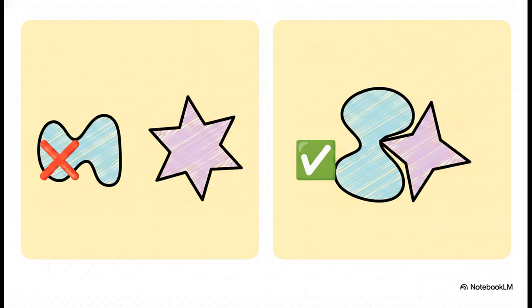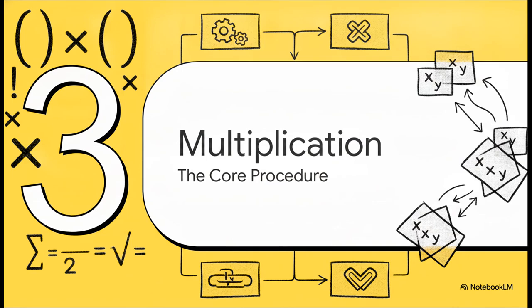Instead, look at the right side for the correct method. We can only cancel common factors that are joined by multiplication. Factors multiply, terms add. If you remember that, you'll avoid 90% of the errors in this entire unit. Section 3. Multiplication in action.